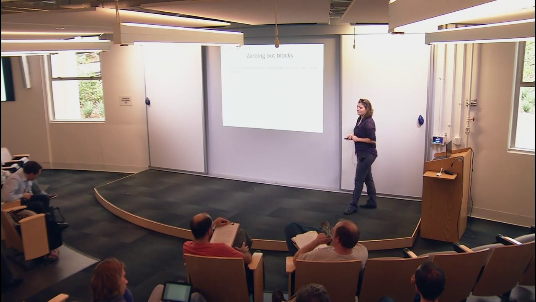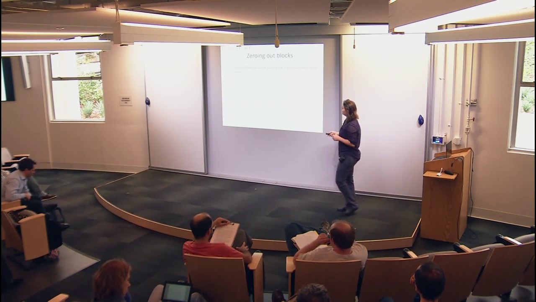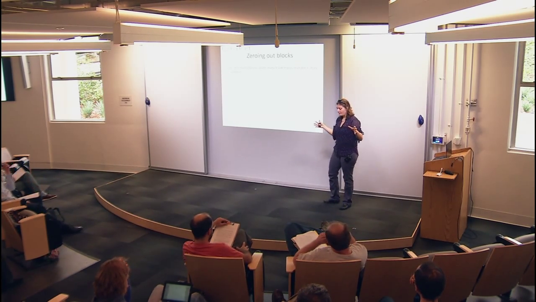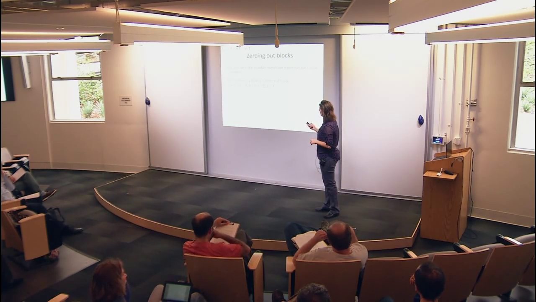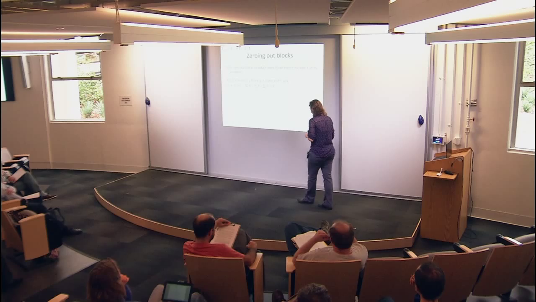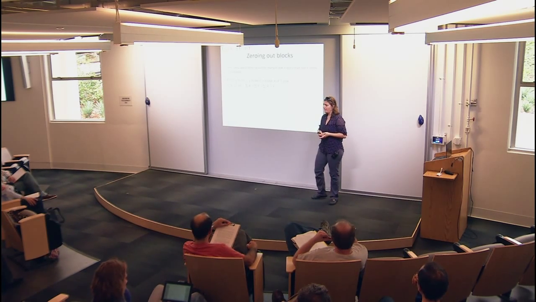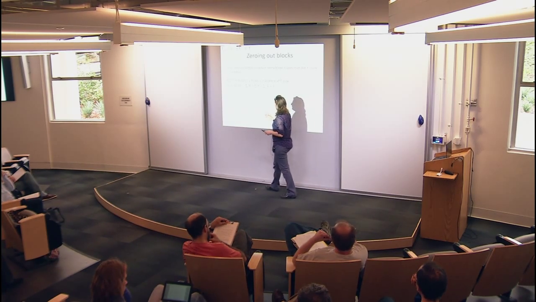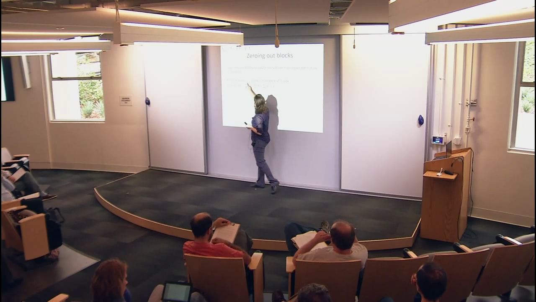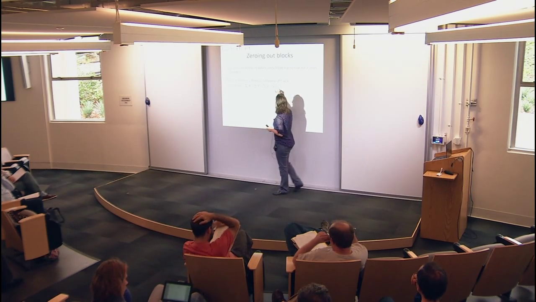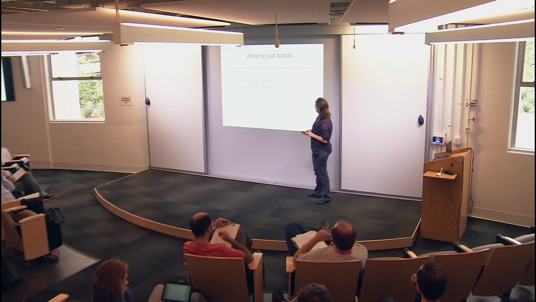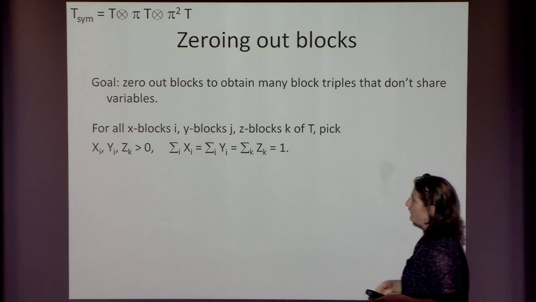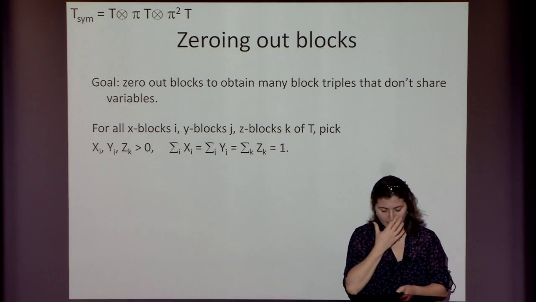So now, we're going to look at T-sim, and we're going to zero out a bunch of blocks, and we want to obtain many summands on the right-hand side. So the way we're going to do that is in a sort of combinatorial way. So we can actually argue about how much is left. And we're going to first define fractions. For every block i, every block j and every block k of the x, y, z variables, I'm going to pick some fractions, xi, yj, and zk. They're fractions, so they always sum to 1.